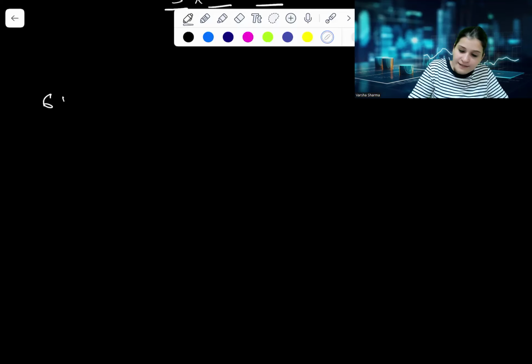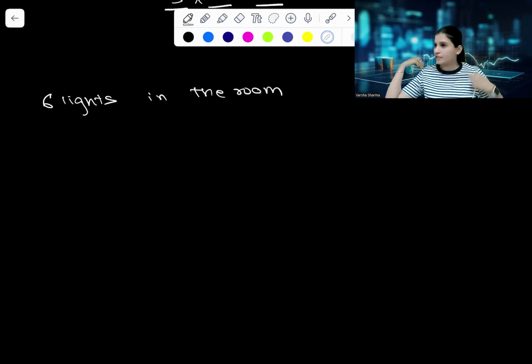There are 6 lights in the room. Normal lights. Every light has a normal switch. On, off. No dim, no frequency change, nothing. No common switches. Normal. 6 lights, 6 switches. In that case, in how many ways, how many combinations are there for these lights? How many possibilities are there for me to use these 6 lights?